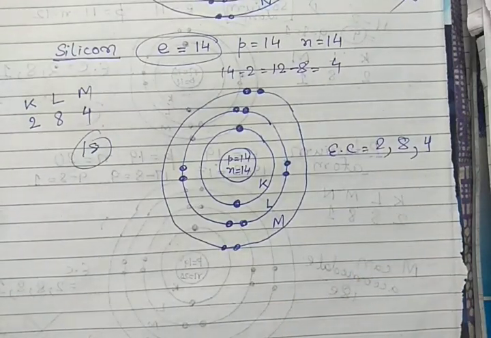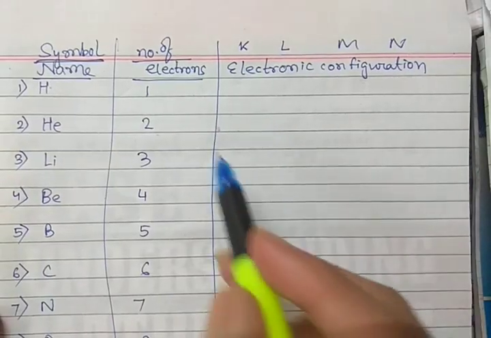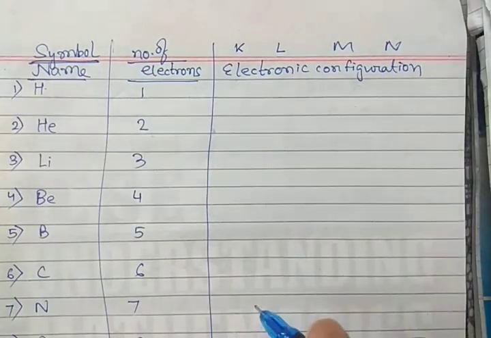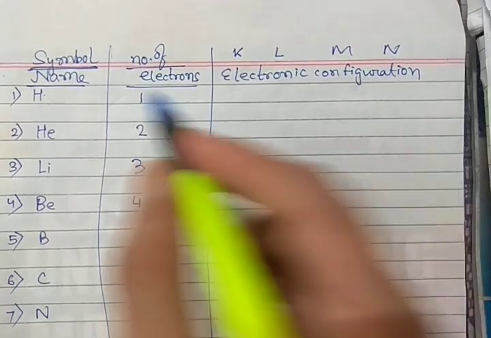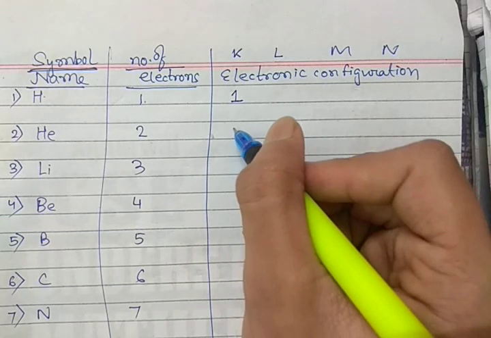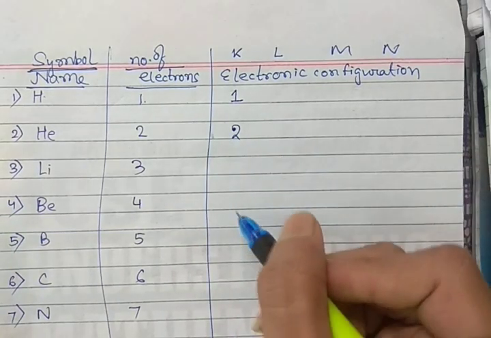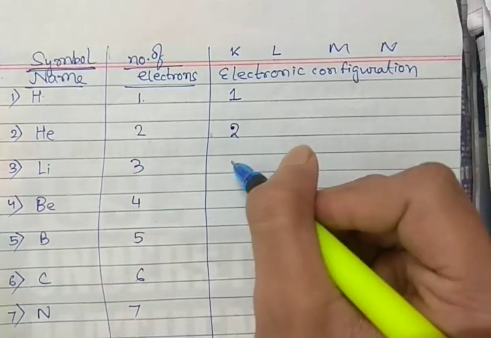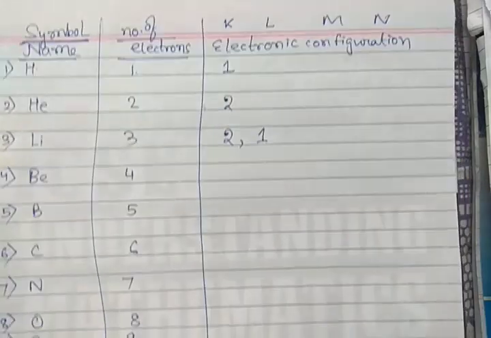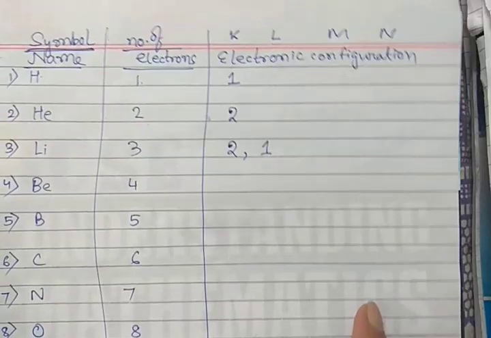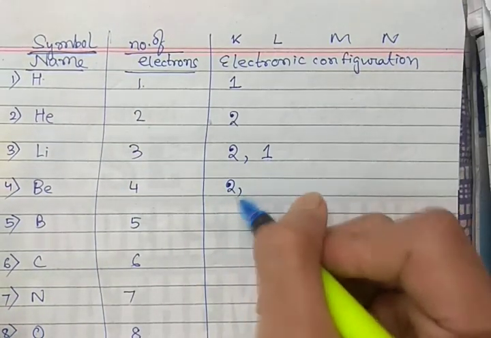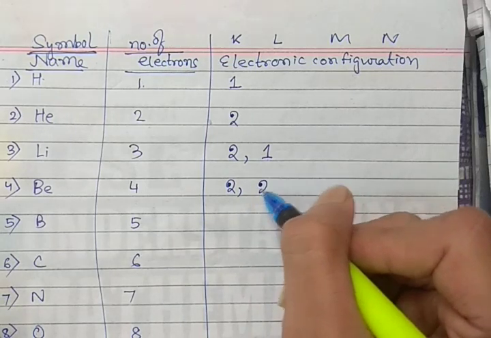Clear? Okay, so now that we know how to arrange the electrons, let us find the electronic configuration of the first 20 elements. Hydrogen has 1 electron, so it will have 1 electron in the K shell. Helium has 2 electrons, so it will have 2 electrons in the K shell. Lithium has 3 electrons, so it will have 2 in the K shell and 1 electron in the L shell, because K has a maximum capacity of 2 electrons. Beryllium has 4 electrons, so it will have 2 electrons in the K shell and 2 electrons in the L shell.